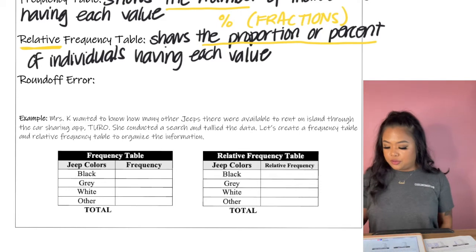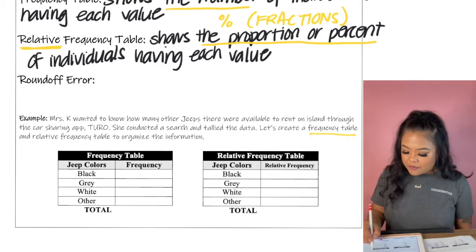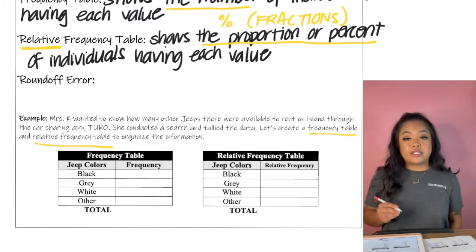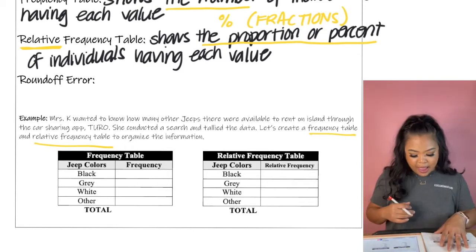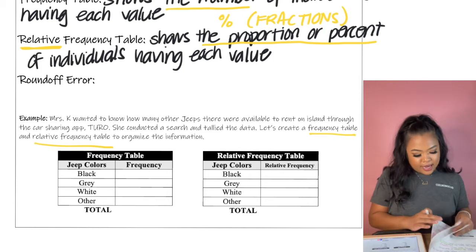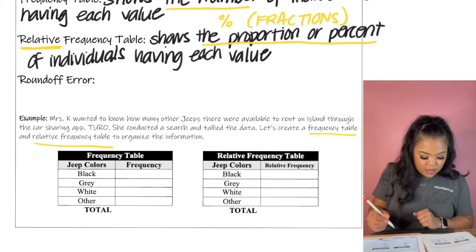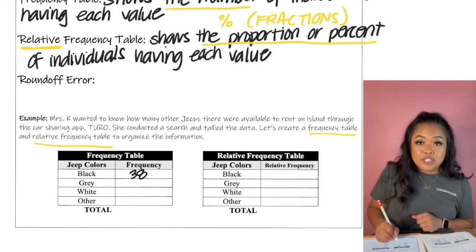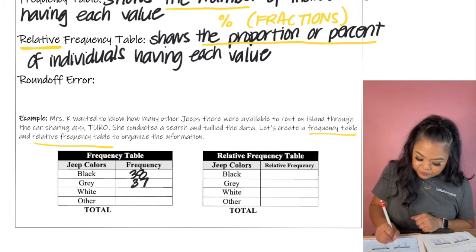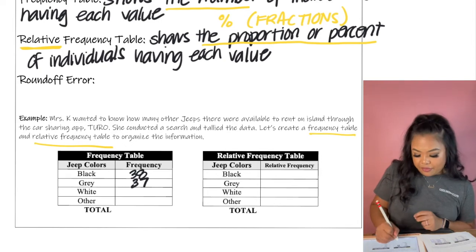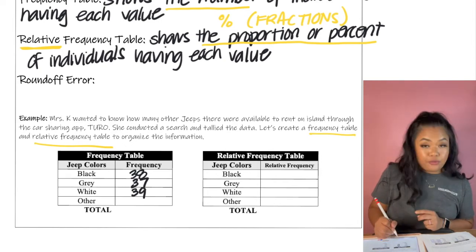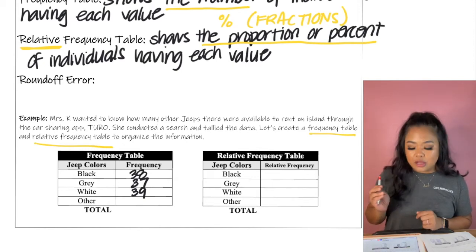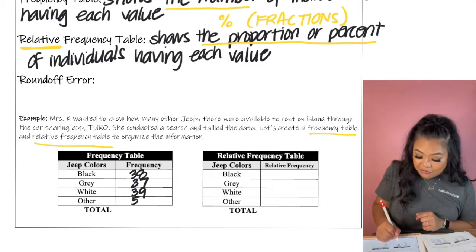Okay, so you're asked to do two things. We are going to make a frequency table and a relative frequency table. Remember, a frequency table is just counts. How many? And if I look at my data from way back when, 38 is the number of black Jeeps. For gray Jeeps, we have 37. For white Jeeps, we have 39. And for other Jeeps, which is all the other colors, green, blue, orange, yellow, all that, I found 55.